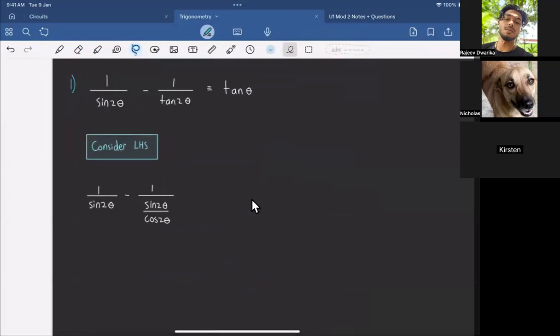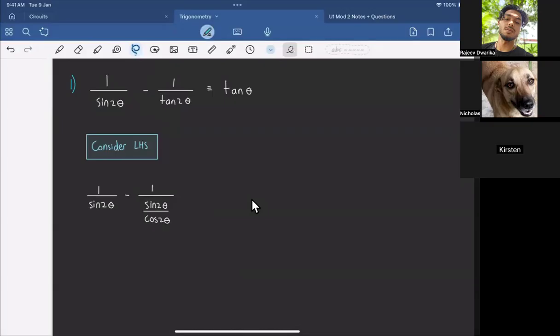Okay, so we looked at trigonometric proofs the last few classes. Now we're going to put the double angle formulas into it. So let's go. Nicholas, question one. We're trying to prove that 1 over sine 2 theta minus 1 over tan 2 theta is equivalent to tan theta. First thing you do, you consider the left-hand side. So we have 1 over sine 2 theta minus 1 over sine 2 theta over cos 2 theta.